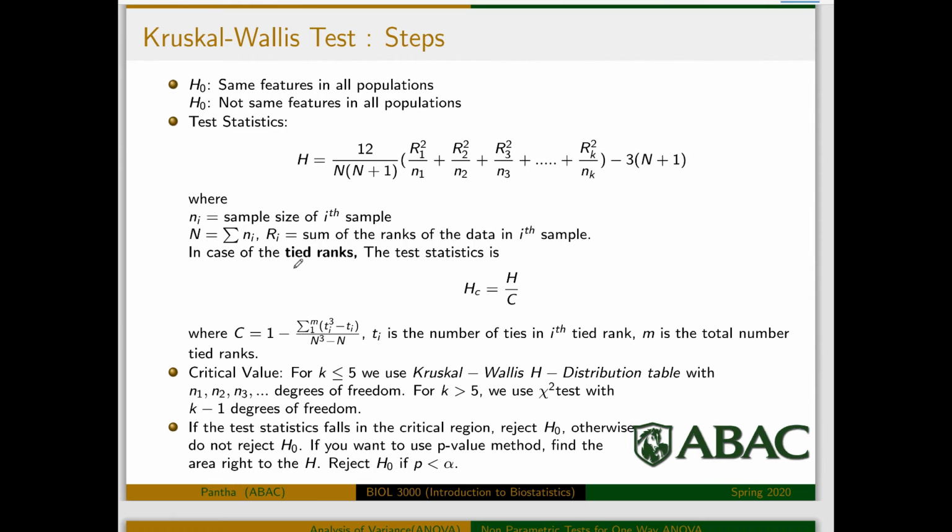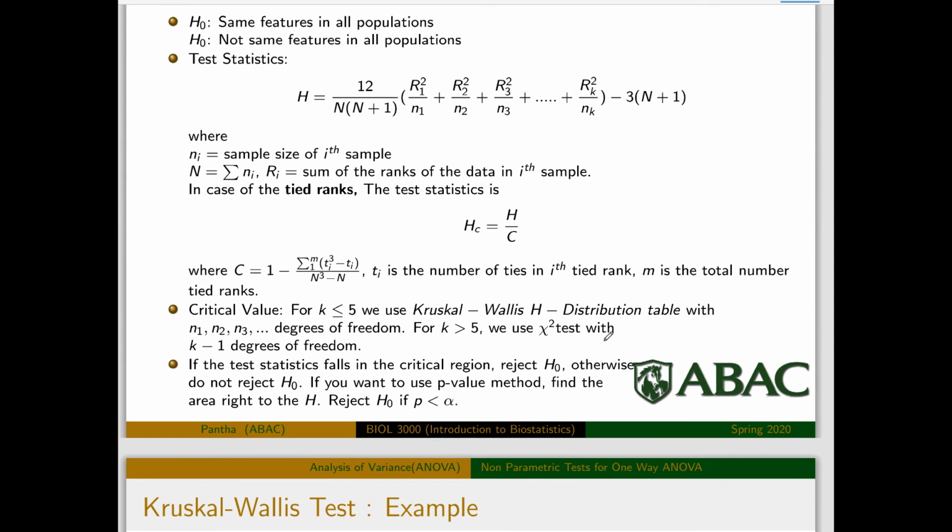Okay. In case of tied ranks, the test statistic is Hc equals H over C, where C is calculated by this formula. Ti is the number of ties in the ith tied rank. M is the total number of tied ranks. Critical value: for K less than or equal to 5, meaning if there are 5 or fewer samples, we use the Kruskal-Wallis H distribution table with N1, N2, N3 as the sample sizes for each group. For K greater than 5, we use the chi-square test with K minus 1 degrees of freedom.